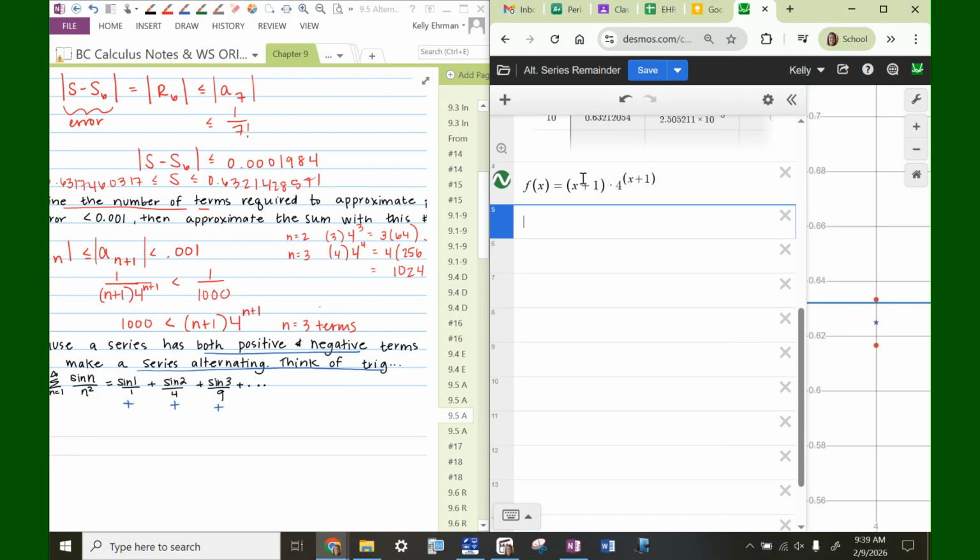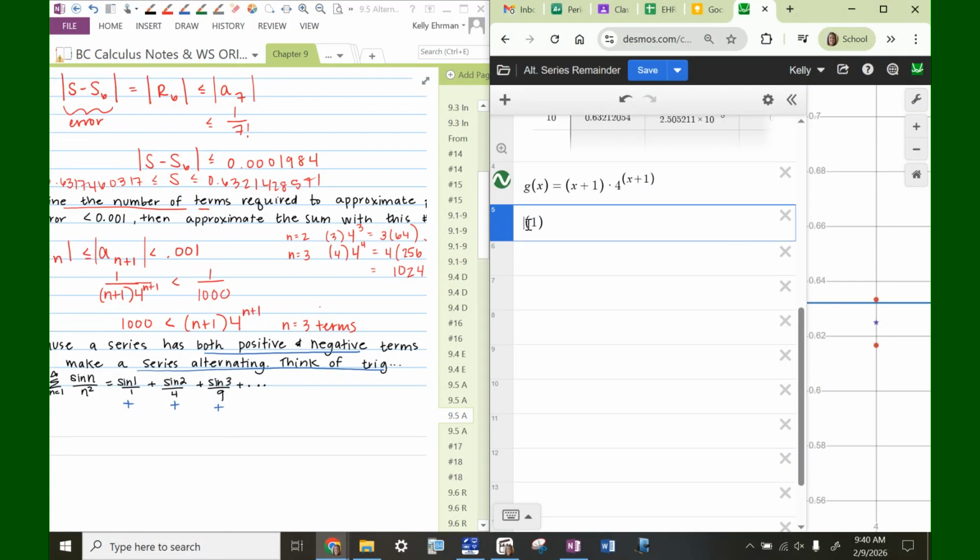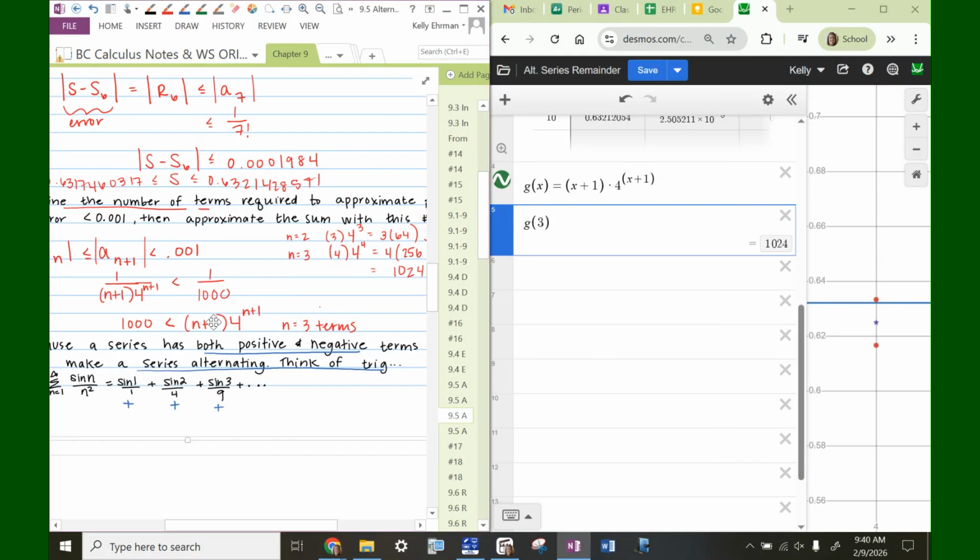And then you can just start: what's f of 1? Oh, sorry, I have too many f's. I have an f defined earlier, so I'm going to make it g. That would not be an issue unless you used f of x earlier. Okay, what's g of 1? 32. Is that bigger than 1,000? No. What about 2? 192. What about 3? 1,024. So that's a much faster way if I'm allowed to use a calculator to get there.